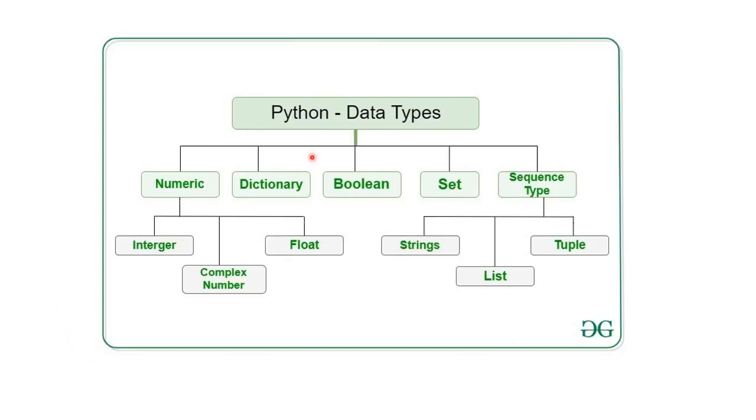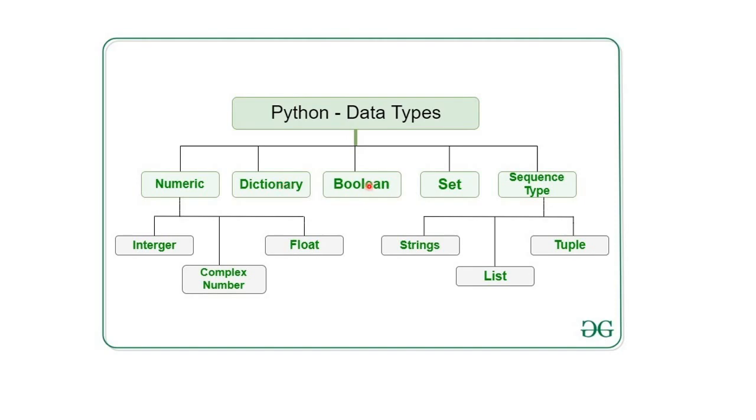Next, I'll talk about some of the data types. So we have numeric, dictionary, Boolean, set, and sequence type. Numeric data is simply a number, and it looks like they spelled integer wrong here. It could also be stored as a complex number or a float. We can have a dictionary, which is a specific type of Python code. We're not going to get into that too much.